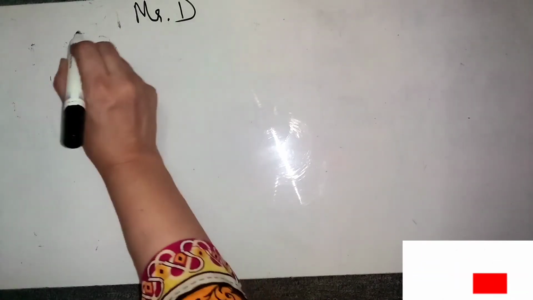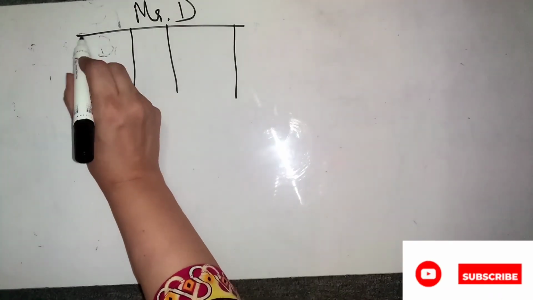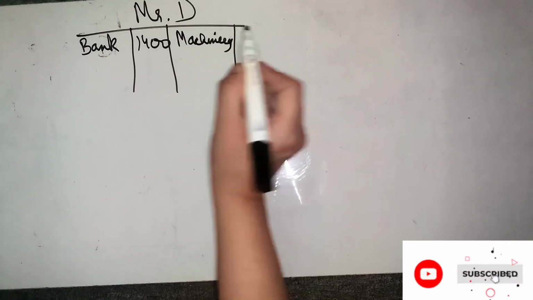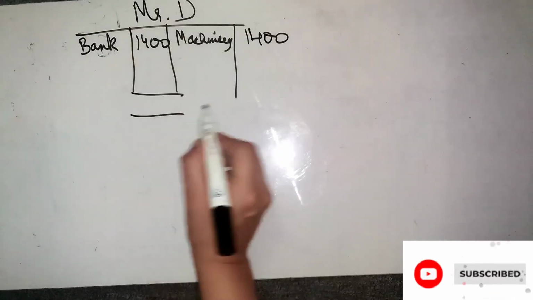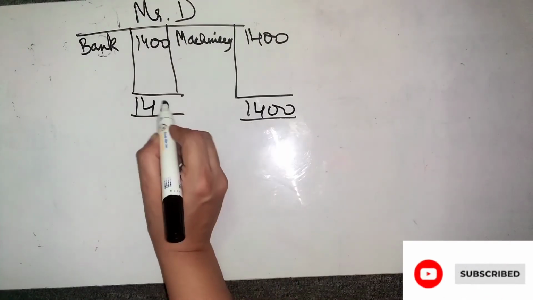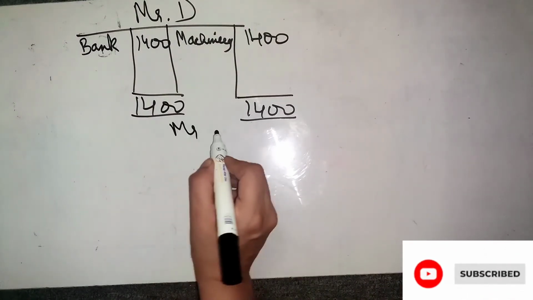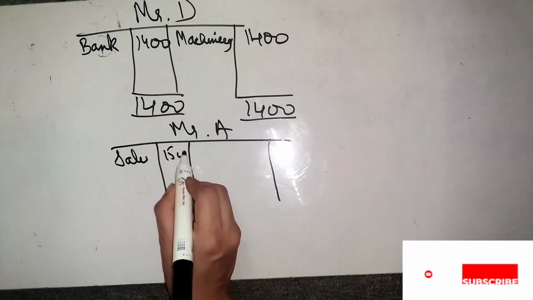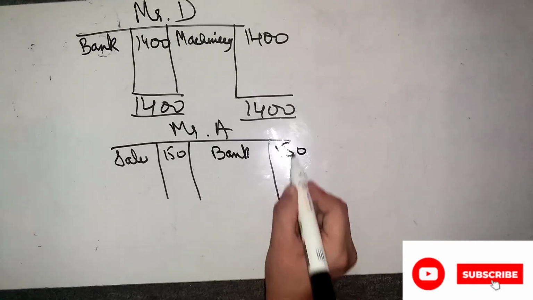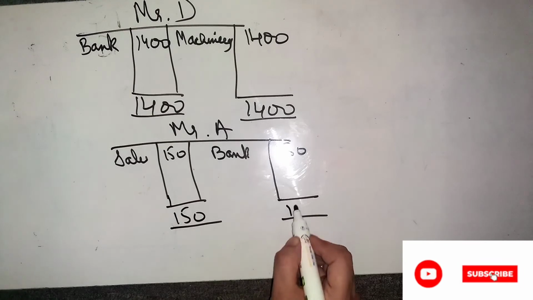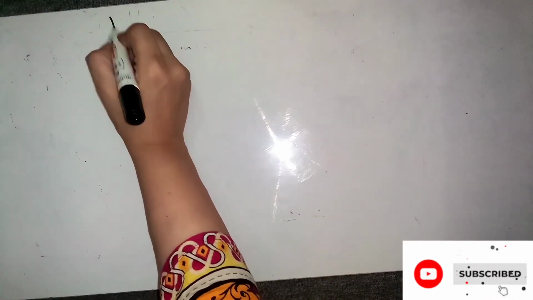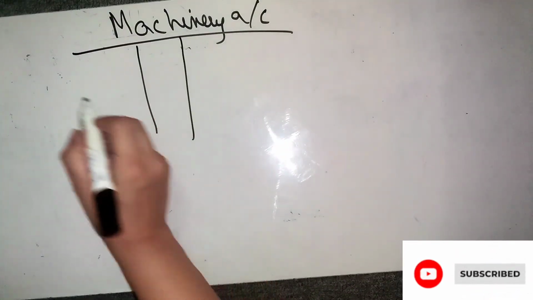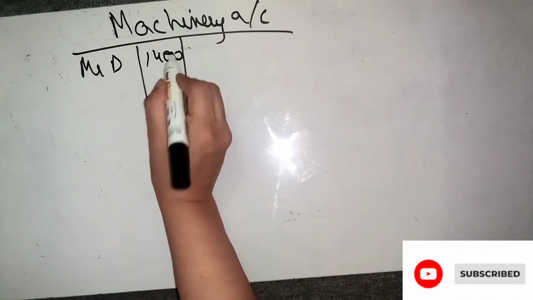Now comes Mr. D's account, in which bank was 1400, and since we bought machinery by paying the money, so this is balanced. Okay. Now comes Mr. A. Sales 150. Bank, it means we have made the payment, so it is balanced. Now last but not the least, machinery account, in which there was Mr. D, 300.